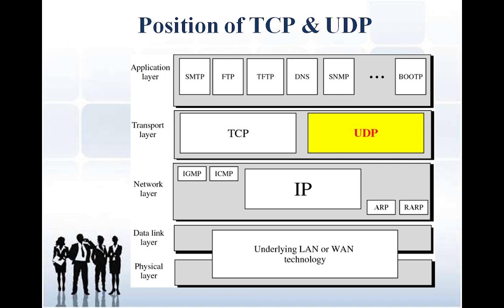The SMTP, FTP, TFTP, DNS, SNMP, BOOTP, and likewise various other kinds of protocols we are using. SMTP means Simple Mail Transfer Protocol. FTP is File Transfer Protocol. TFTP means Trivial File Transfer Protocol. DNS is Domain Name System. SNMP is Simple Network Management Protocol, and BOOTP is a protocol which supports booting your machines, to make an interaction with an individual machine, an individual receiver, or it may be a remote machine.